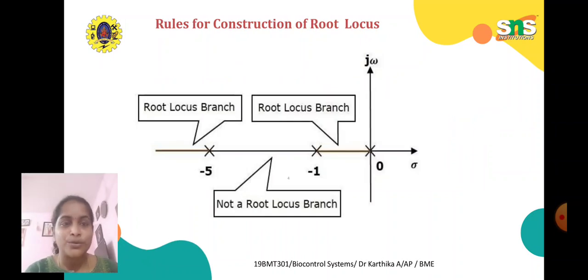See here the rules for construction of root locus. We have the root locus branch at 0, -1, -5, and in between, it is not a root locus branch. We have sigma and j omega. Sigma represents our real axis, and j omega represents the imaginary axis. Root locus branches are to be considered, and the in-between range is not a root locus branch.